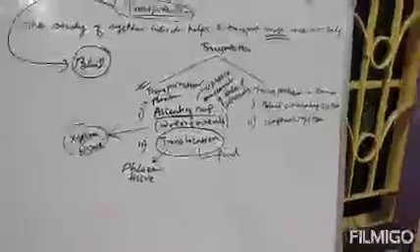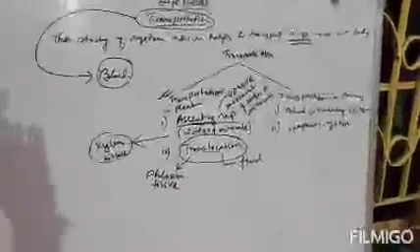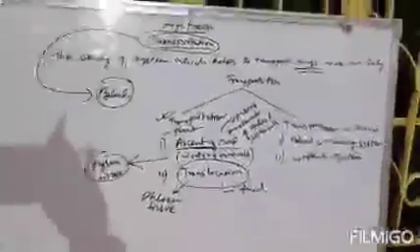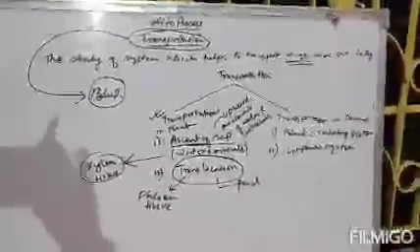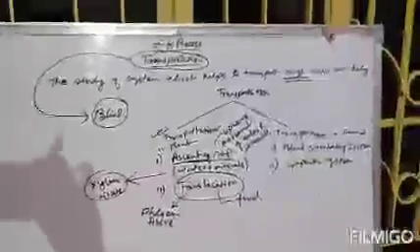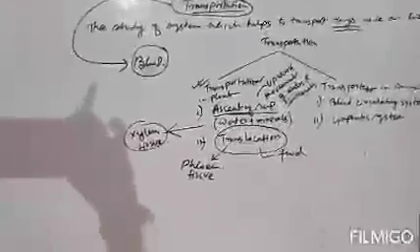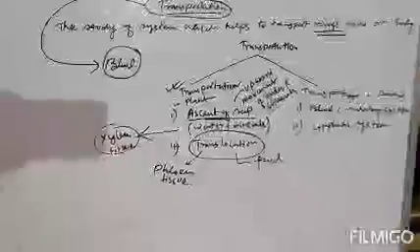One is ascent of sap, that is water plus minerals: the upward movement of water and minerals, which is known as ascent of sap. And the other one is translocation, that is transportation of food from leaves of the plant to all parts of the plant. The tissue responsible is phloem tissue. So this is transportation in plant.